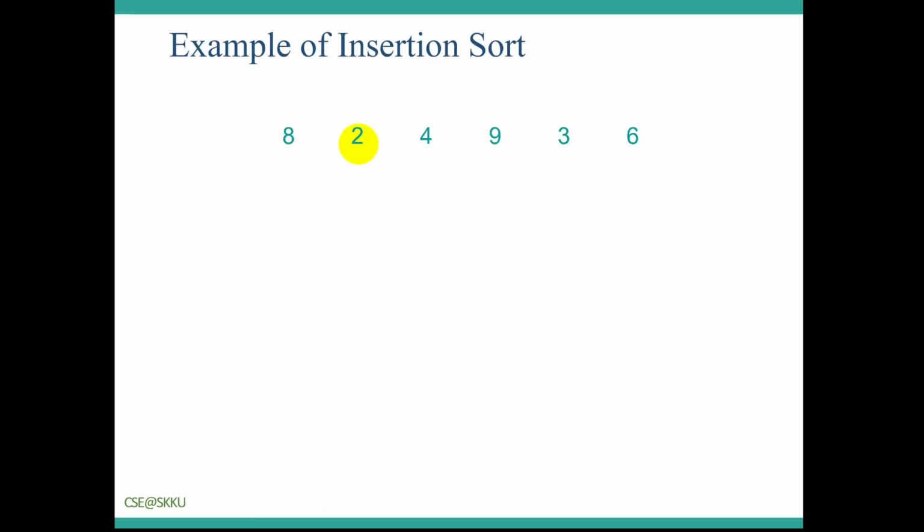Let's look at an example of insertion sort. We start with the first element, 8. It is already considered sorted, as I already explained. Now we insert the next element, 2, into the sorted part. We'll continue this process for the rest of the elements: 4, 9, 3, and 6.